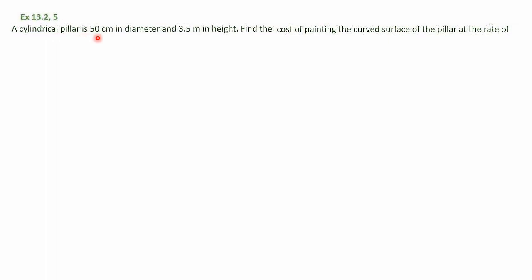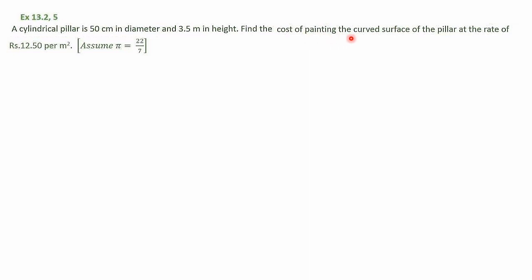Next we shall discuss the fifth question. A cylindrical pillar is 50 centimeter in diameter and 3.5 meter in height. Find the cost of painting the curved surface area of the pillar at the rate of rupees 12.50 per meter square. The value of pi is given to us 22 by 7. Cylindrical pillar, here itself the shape is given to us, cylinder, is 50 centimeter in diameter. From here radius we can calculate, and 3.5 meter in height. Height also given to us. You have to find out the cost of painting the curved surface area.